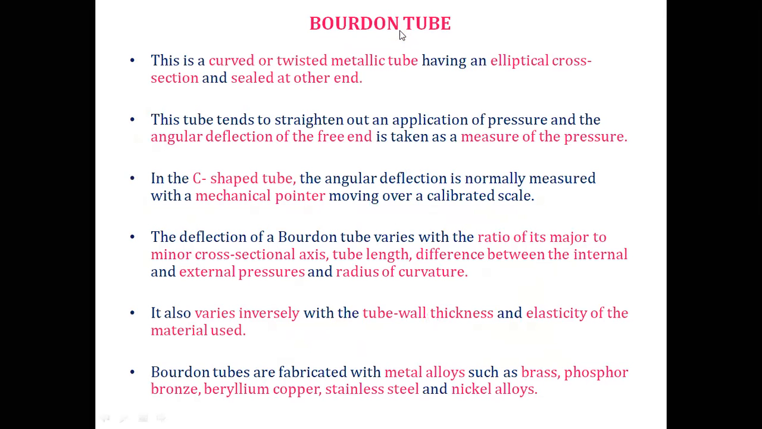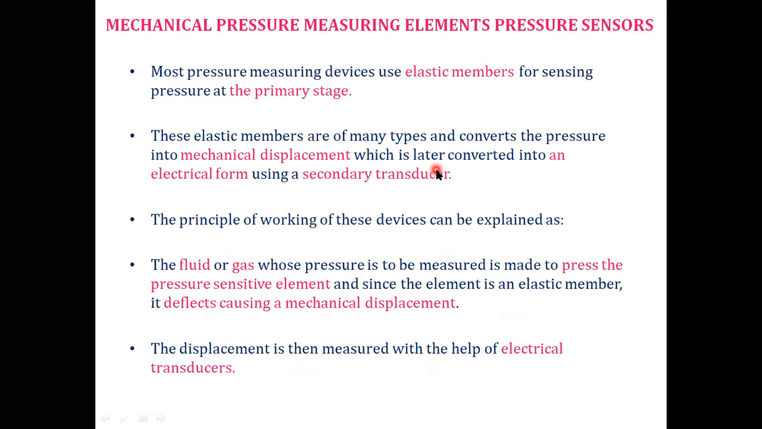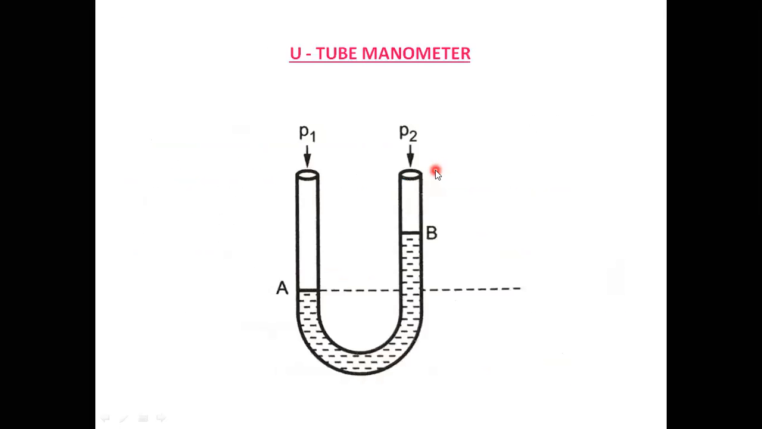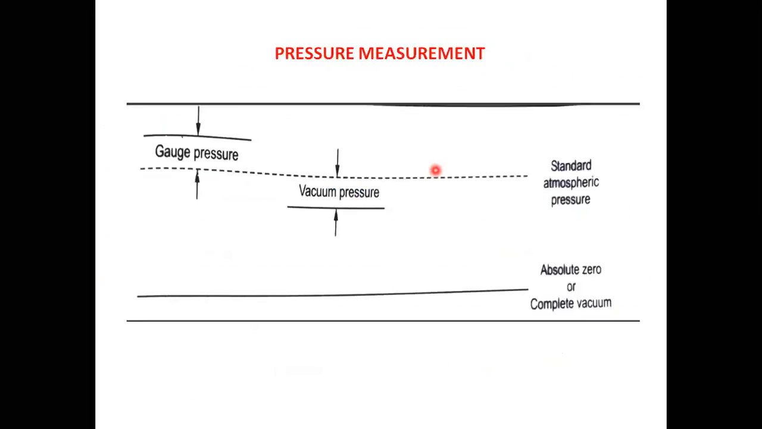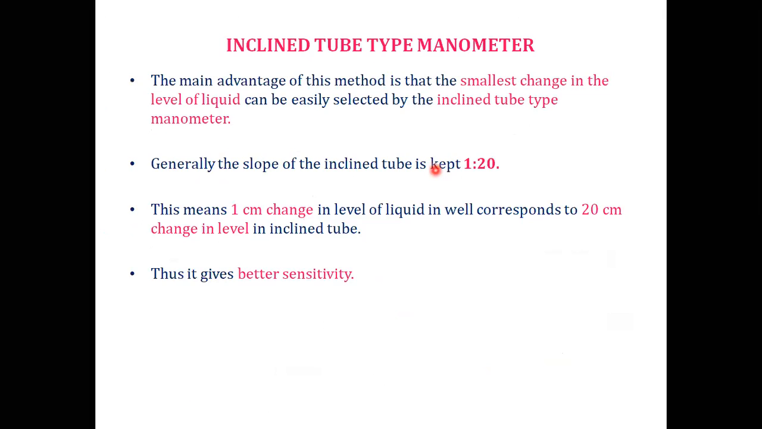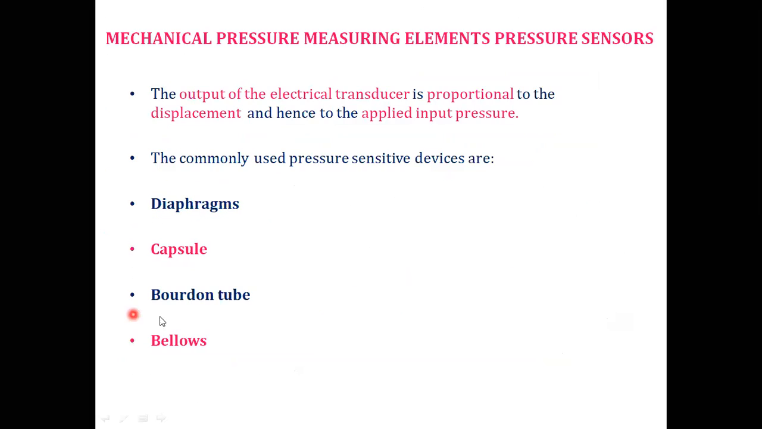Next one is the Bourdon tube manometer. In this class we are going to see very important types of instruments, that is the Bourdon tube as well as bellows. Let me show that one. These two, the Bourdon tube as well as bellows, are very important.